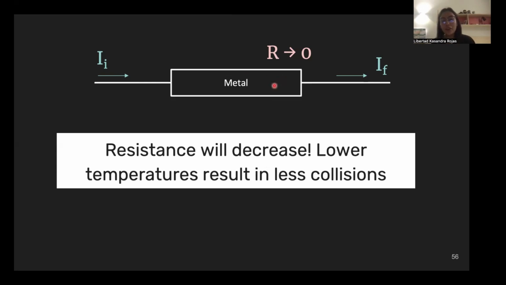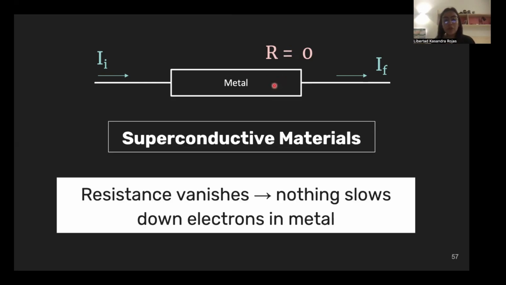In some materials specifically, if you cool them to low enough temperatures, the resistance vanishes. These materials are known as superconducting materials. In superconducting materials, there's no resistance, so nothing is going to slow the electrons in the metal. They're going to be able to go freely through it as if there was nothing there. So that is the principle of superconductivity.